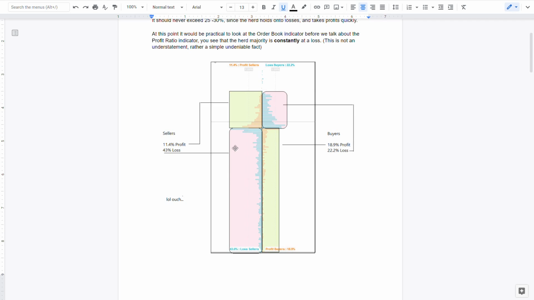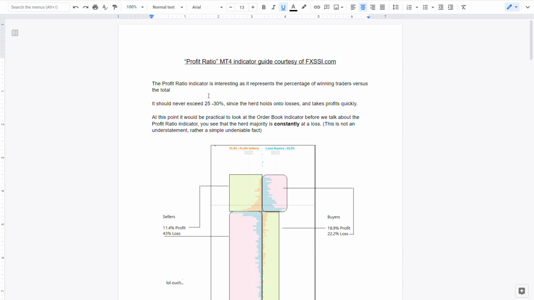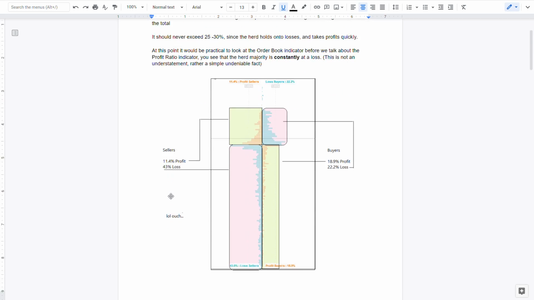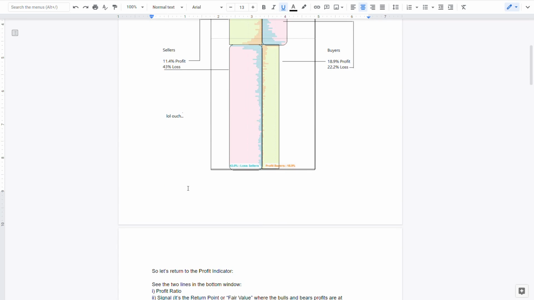So it just goes to show that there's always a large part of the market participants, the retail herd, being punished and they're at a loss. So if we see anything unusual and they're making profit, that would be like a warning sign, and that's where the profit ratio indicator comes in, and it gets its data from the order book. So if anything is untoward, if they make too much profit too quickly, we'll know because we'll see some spikes on the profit ratio.